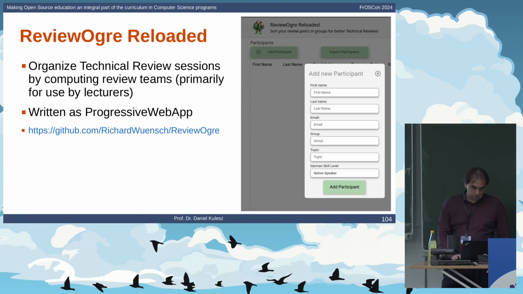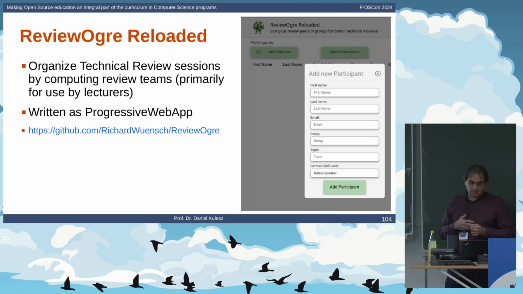Also, a rather recent tool implemented as a progressive web app: Review Org Reloaded. This covers more the lecturer side. If you organize technical reviews, you have the problem that you need to have 5 reviews running in parallel in certain rooms, and people, of course, can't be booked to the same slot at the same time. They have to be in certain roles, and so on and so on.